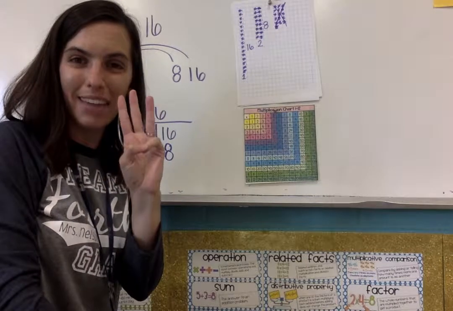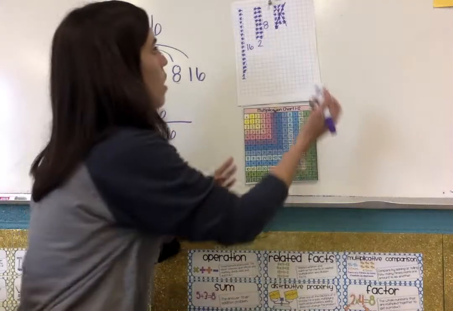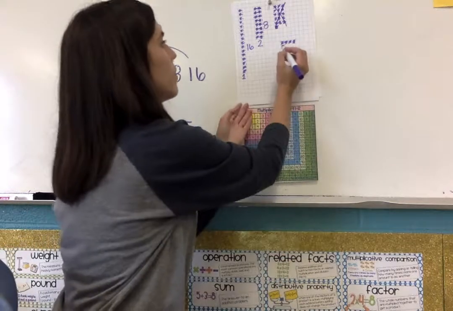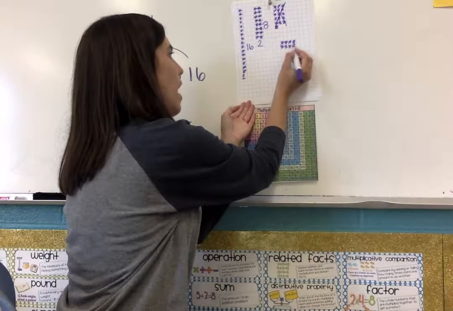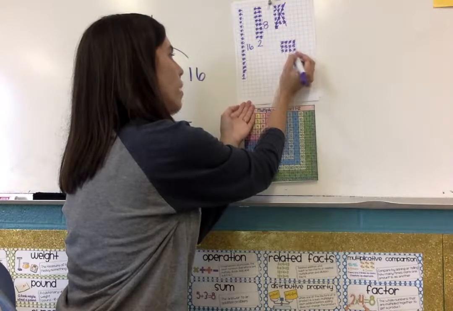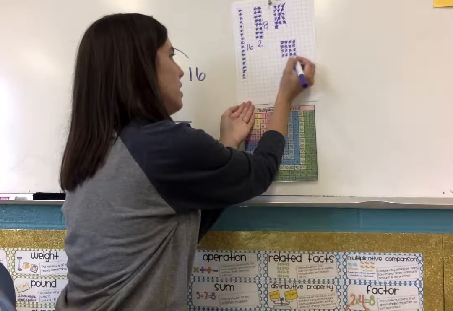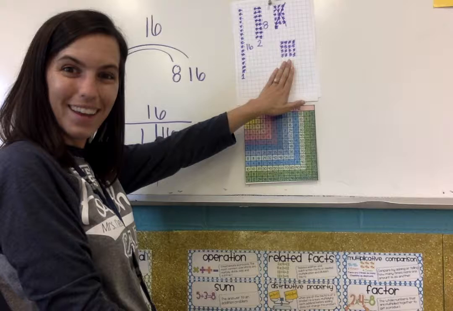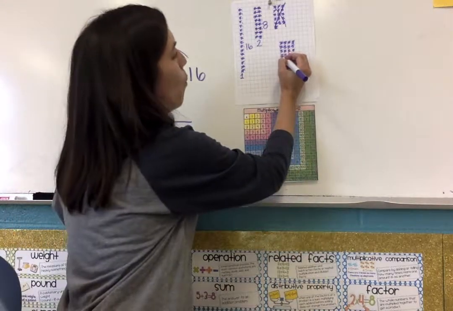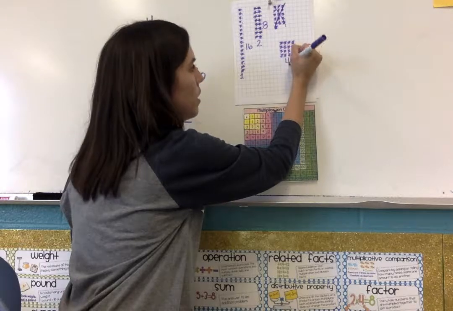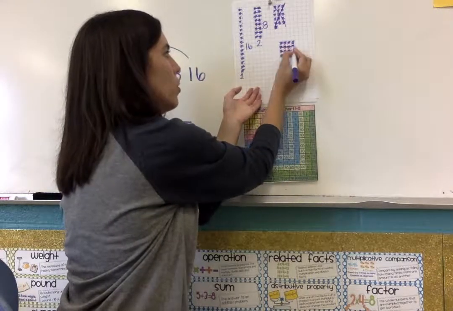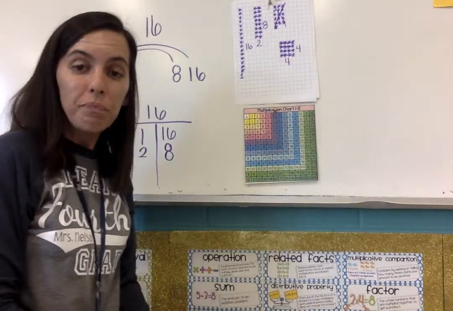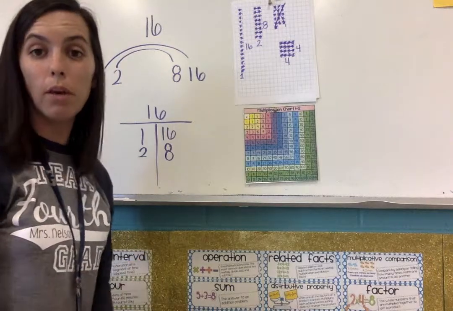How many columns do you think we're going to try next? 4 columns. Let's try 4 columns. 1, 2, 3, 4. Do you see 4 columns there? 5, 6, 7, 8, 9, 10, 11, 12, 13, 14, 15, 16. Is this an equal rectangle? It is. It has 4 columns and 4 rows. So we would call this a 4 by 4. And this is actually kind of special. This is what we call a perfect square.